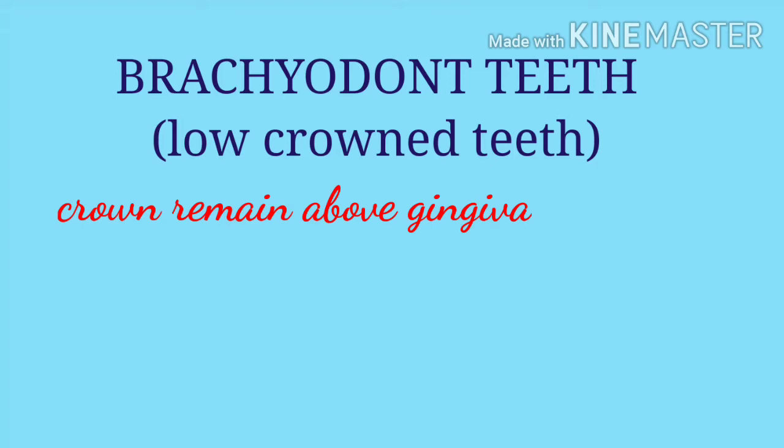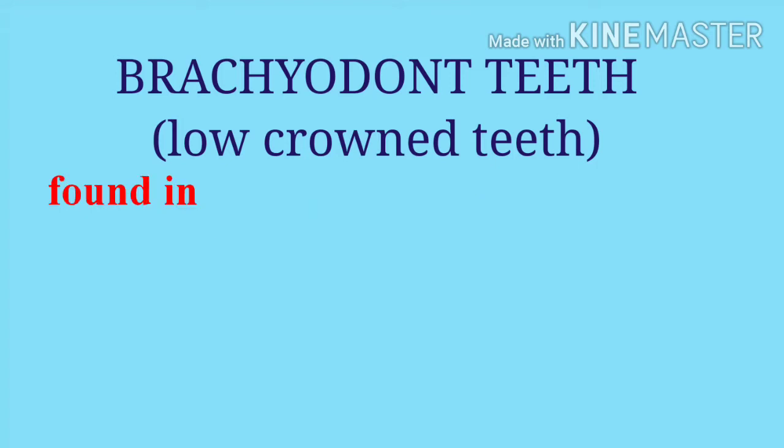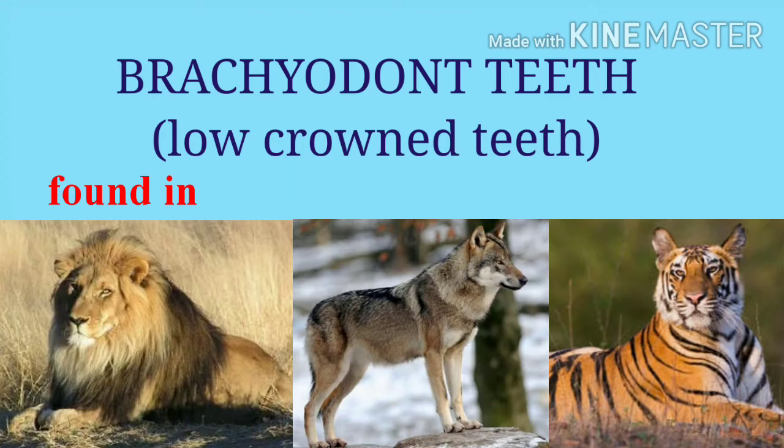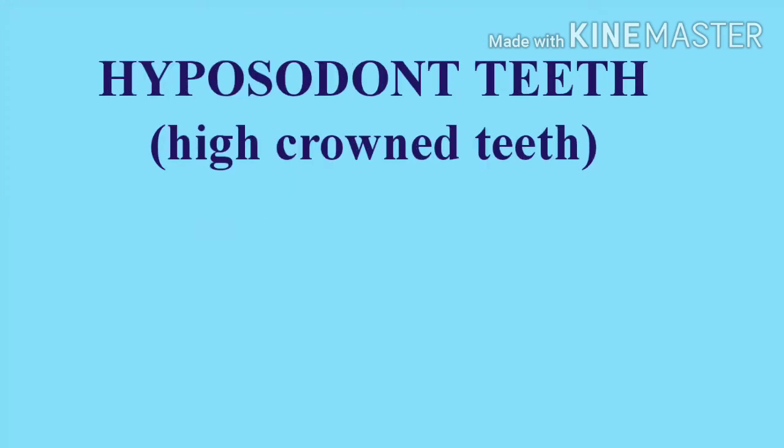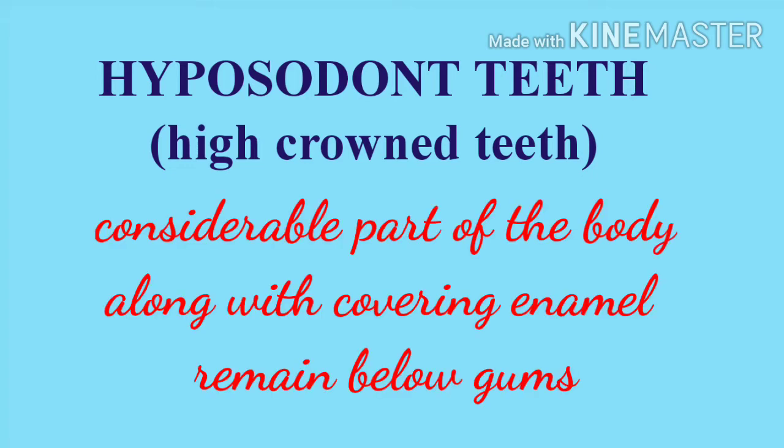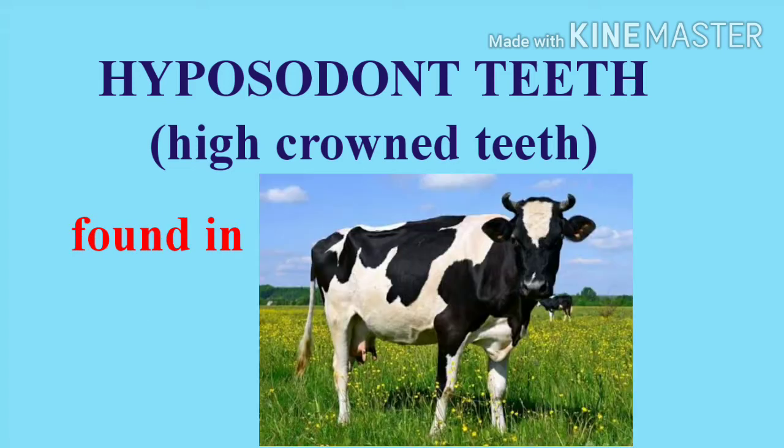The crown that remains above the gingiva is known as brachiodont teeth, and it is found in man and carnivores. And then let's study about the hypsodont teeth, or we can say high crown teeth. A considerable part of the body along with the covering of enamel remains below the gum is known as hypsodont teeth. It is found in horse and ruminants.